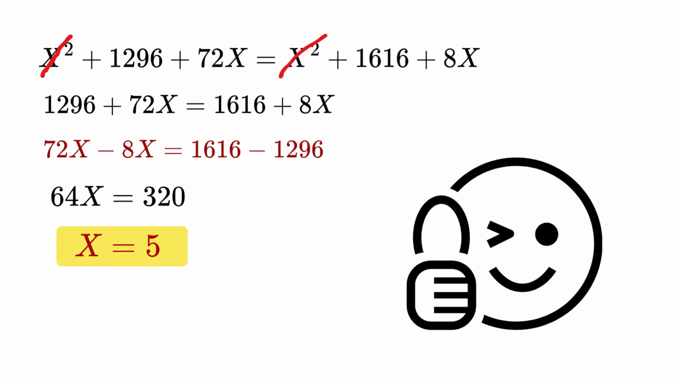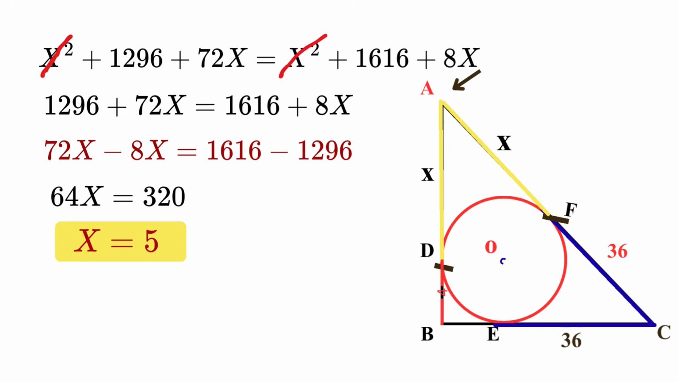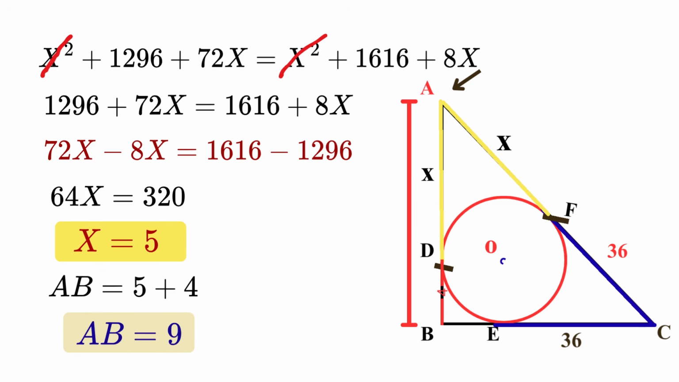Awesome! We found x. But remember, we needed to find the height AB. Right, which equals x plus 4. So, AB equals 5 plus 4 equals 9 units. And that's our answer. The perpendicular side of the triangle is 9 units.